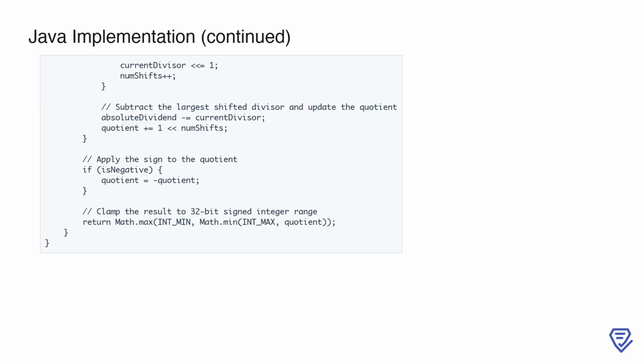Once the loop completes and the full quotient has been calculated in its absolute form, we apply the appropriate sign to the result based on the earlier determination of whether the result should be negative. Finally, we ensure the result remains within the valid range for 32-bit signed integers. To do this, we use the Math.max and Math.min functions to clamp the quotient between int_min and int_max. The method then returns the safely calculated result.